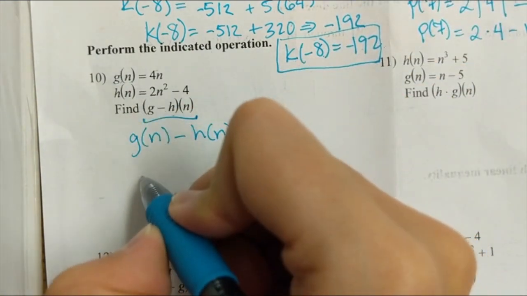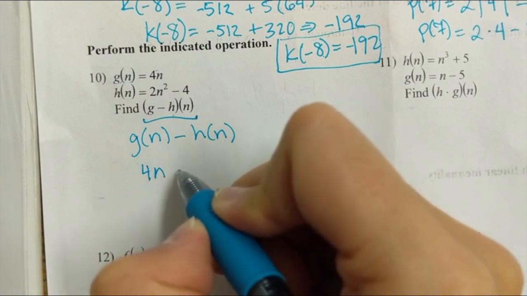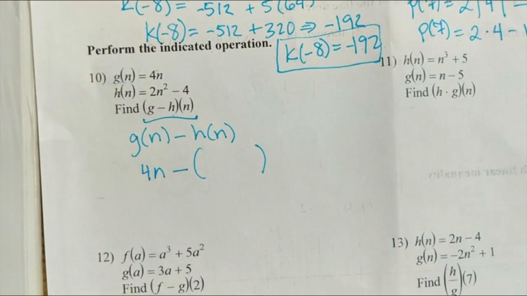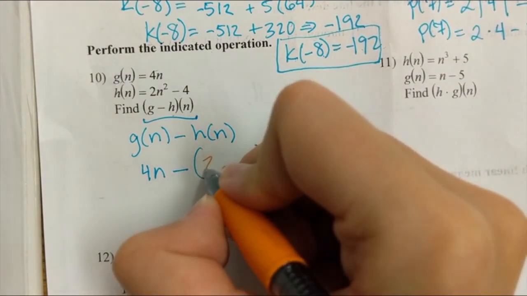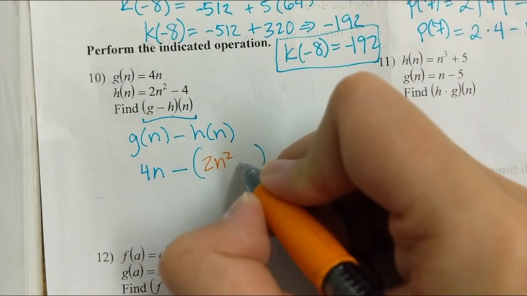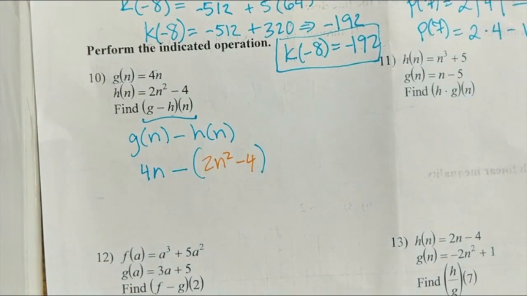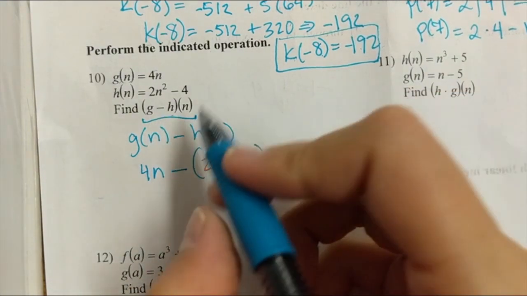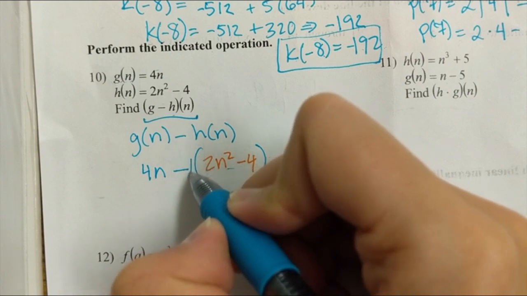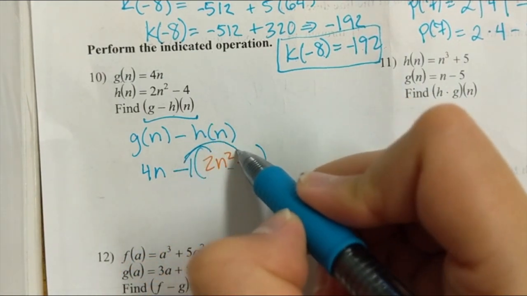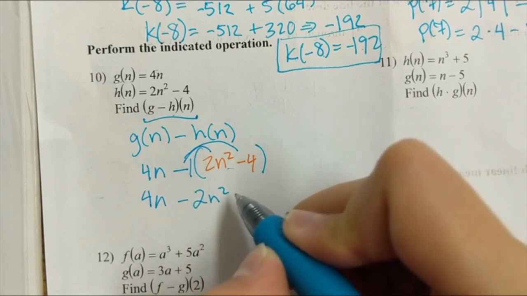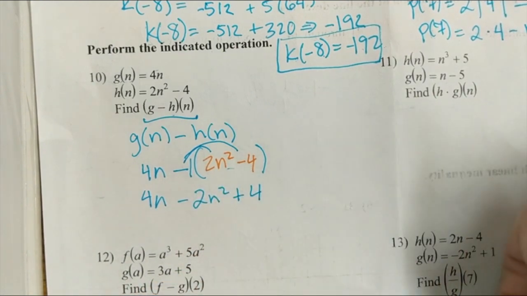So you have g of n is 4n, and then you're subtracting the whole h function. You have to put this in parentheses. Otherwise, you won't distribute the negative, and you'll get a wrong sign. So anytime you're subtracting, you've got to put that second piece in parentheses. So this is actually a negative 1 in front of here. We're going to distribute 4n minus 2n squared plus 4.